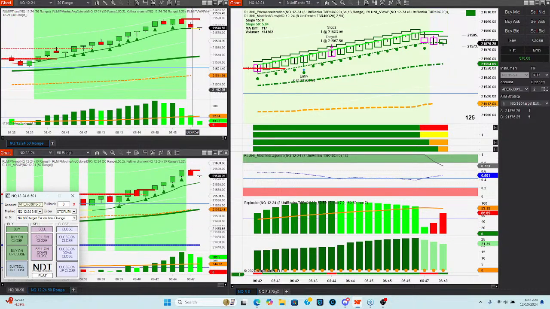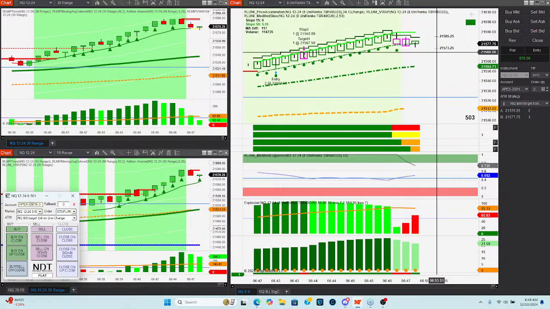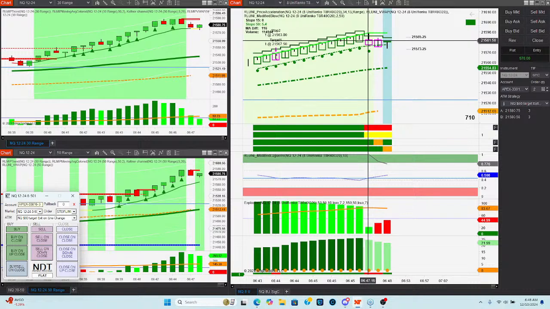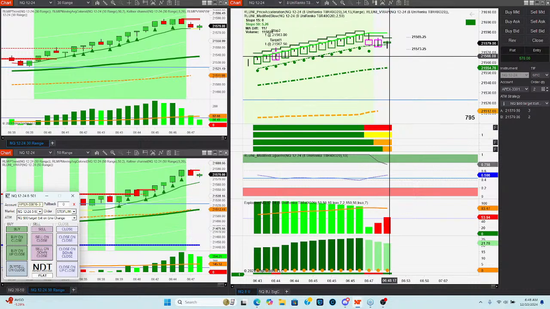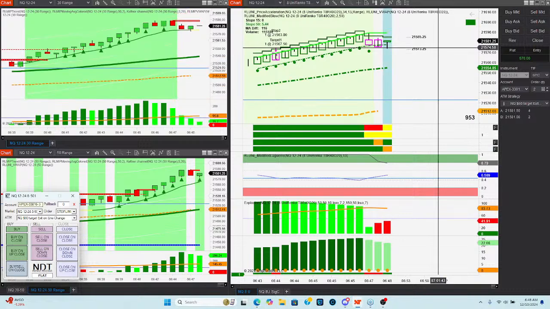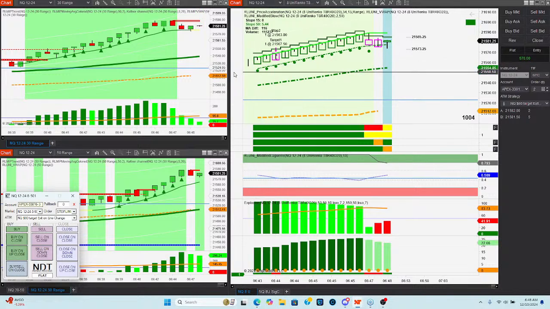Now we have a pullback here. Now, with pullbacks, you can only assume it's going to go to the 50. Now, are you going to get an aggressive pullback, which is a nice fall off the cliff? Or is it going to be one of these sideways pullbacks? The sideways pullbacks are the ones that drain your account. You don't know if you're going to get a sideways or.